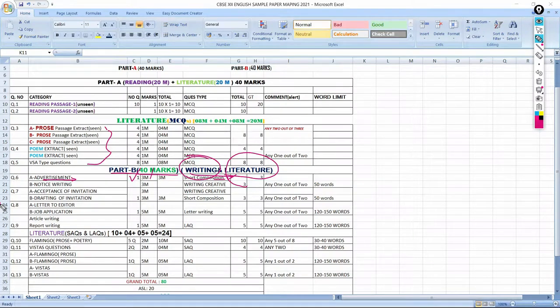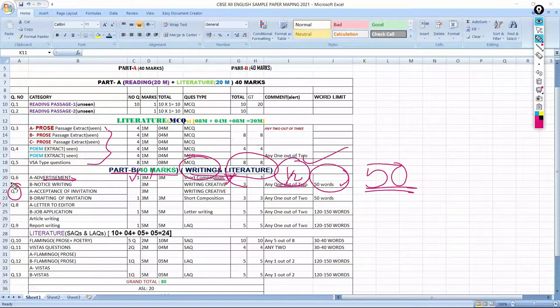Therefore, you need to remember this belongs to creative writing, and you should be very creative while writing the notice or the advertisement. And here, as you have seen, the total word limit will be 50, and you will have to do 1 out of the 2. Understood? Very clear.